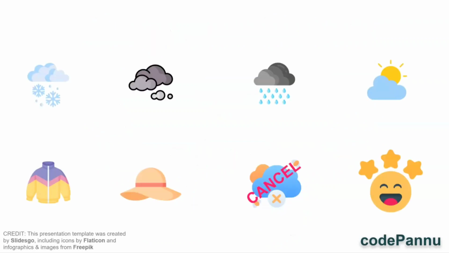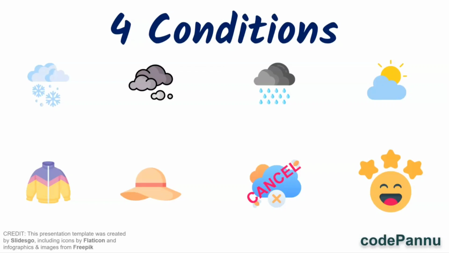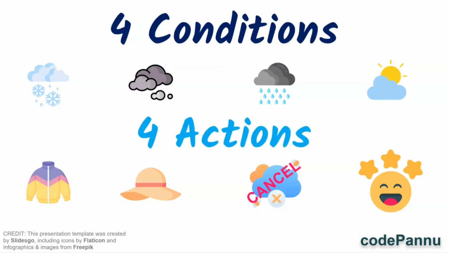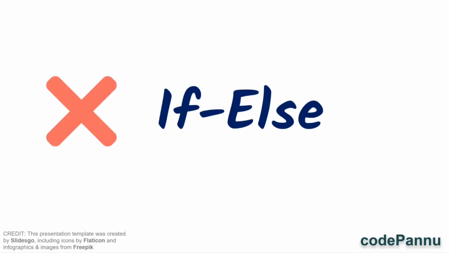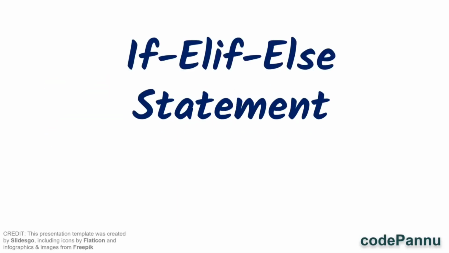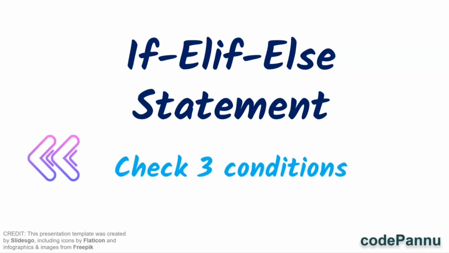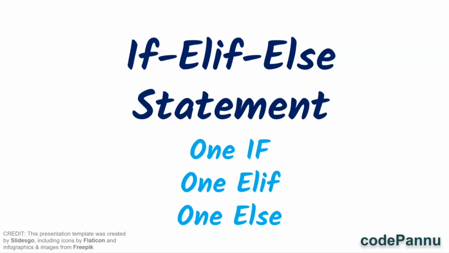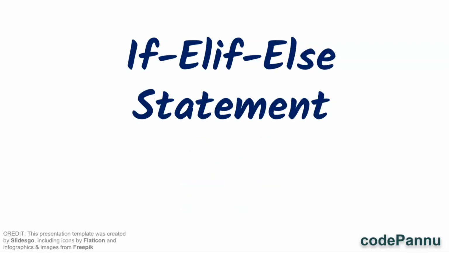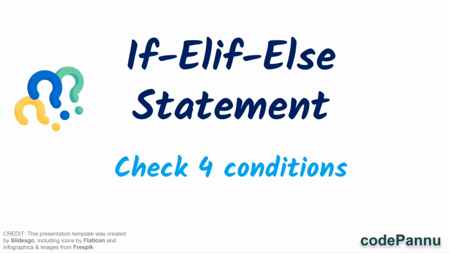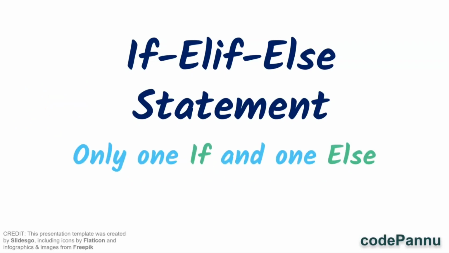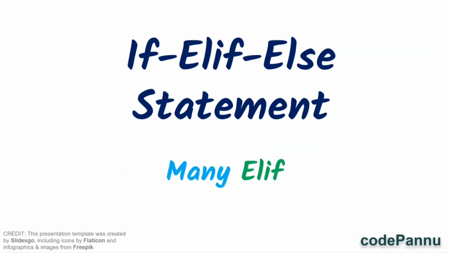So, here in this example, we have 4 conditions and 4 actions. That means we cannot write only if and else. We will also have to use elif. In the last video, for 3 conditions, we used one if, one elif, and one else. So, what do we do for 4 conditions? We can use only one if and only one else. But we can add as many elif as we want. So, here we will add 2 elifs. Now, let us go to Python and write the code.